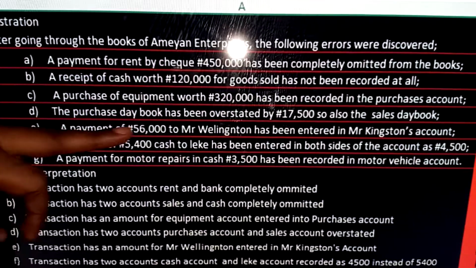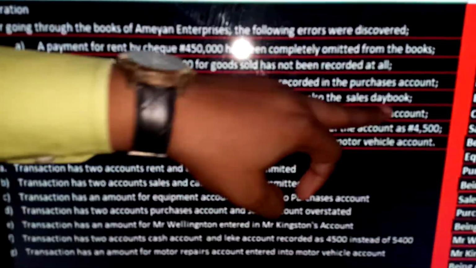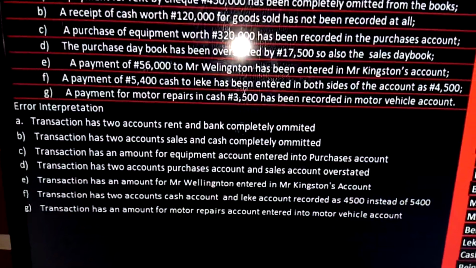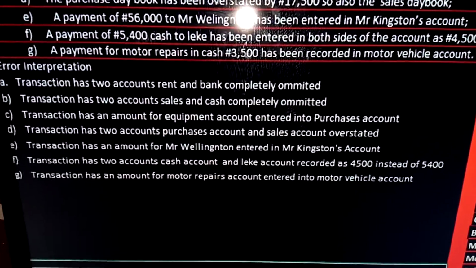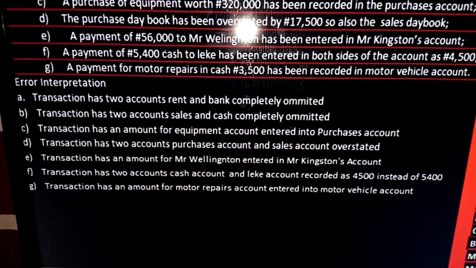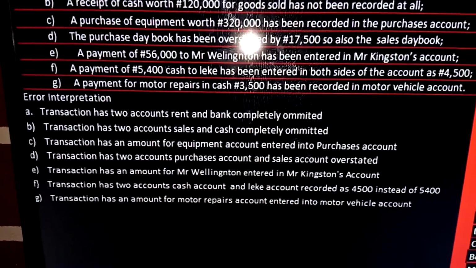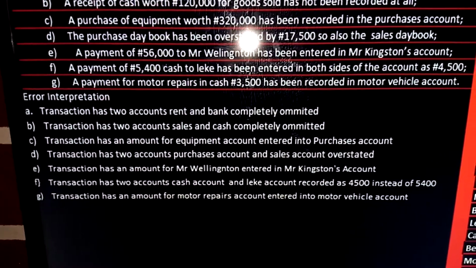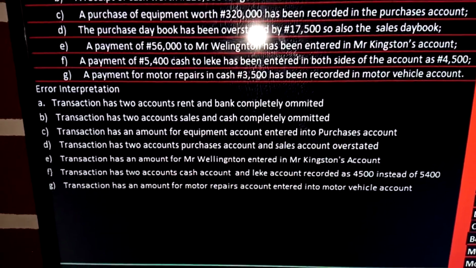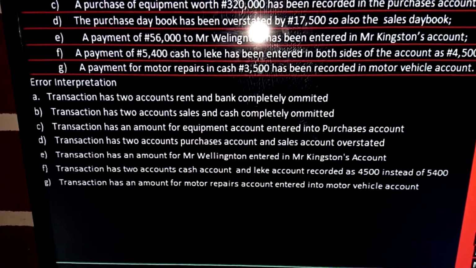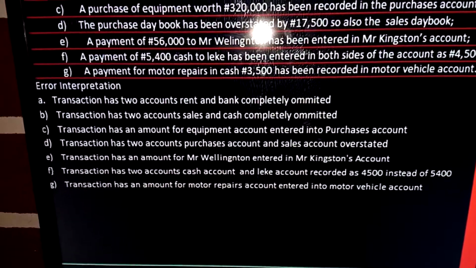The next one. A payment of 56,000 to Mr. Wellington has been entered in Mr. Kingston's account. This is an error of commission. Told you error of commission has to do with individuals, personal accounts, organizations. The payment was made to Mr. Wellington, but it was entered in Mr. Kingston's account. So that means what ought to have been entered in Mr. Wellington's account is in Mr. Kingston's account. If you make payment to Mr. Wellington, you're supposed to debit Mr. Wellington and credit your cash.